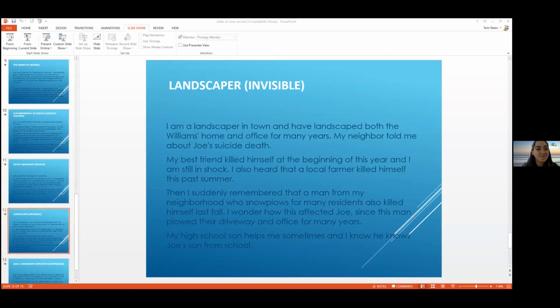Well, those that I, as the landscaper, already knew. We think that first group is people that have already been affected by suicide, people that he knows, like the local farmer and the best friend's family and the snowplow guy's family. They are going to be triggered from this, and they are at risk.